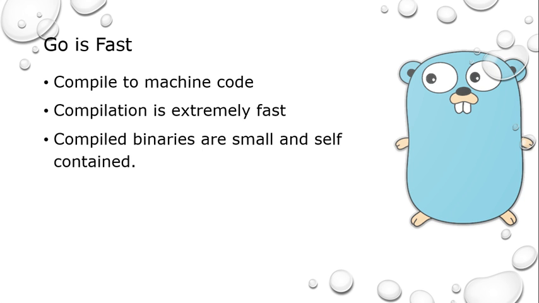Go is fast. What does that mean? Go is a really fast language because Go code is compiled to machine code. It will naturally outperform languages that are interpreted or have virtual runtimes. Go programs also compile extremely fast, and the resulting binary is very small and self-contained.